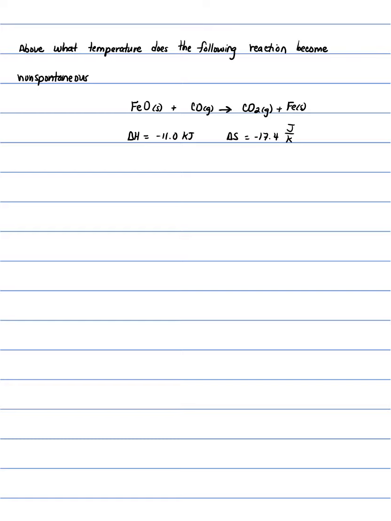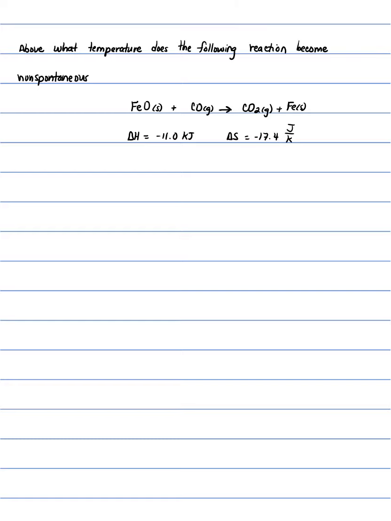So one more problem here. Now in this problem we're actually trying to determine at what temperature a process is spontaneous or non-spontaneous. For this example specifically, we're trying to find out at what temperature a process will become non-spontaneous, which means that we're going to get a positive delta G.